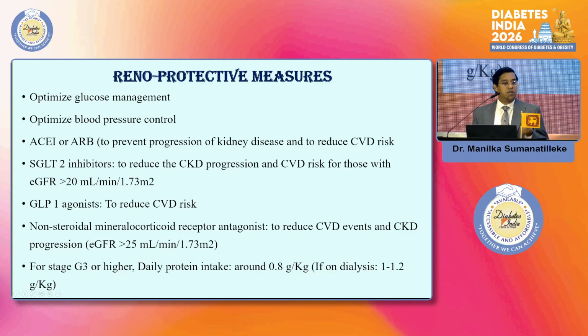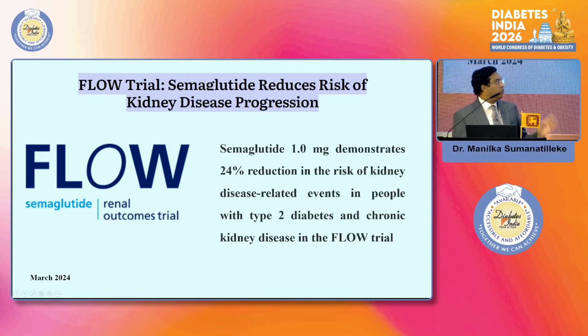The moment you see proteinuria, sometimes even our junior doctors might drastically reduce their protein intake. That should not be done. They can take up to 0.8 grams per kilogram of protein per day. The FLOW trial showed us that GLP-1 receptor agonists, apart from the cardiovascular risk reduction, give renal risk reduction as well: a 24% reduction in the risk of kidney-related events in people with type 2 diabetes.